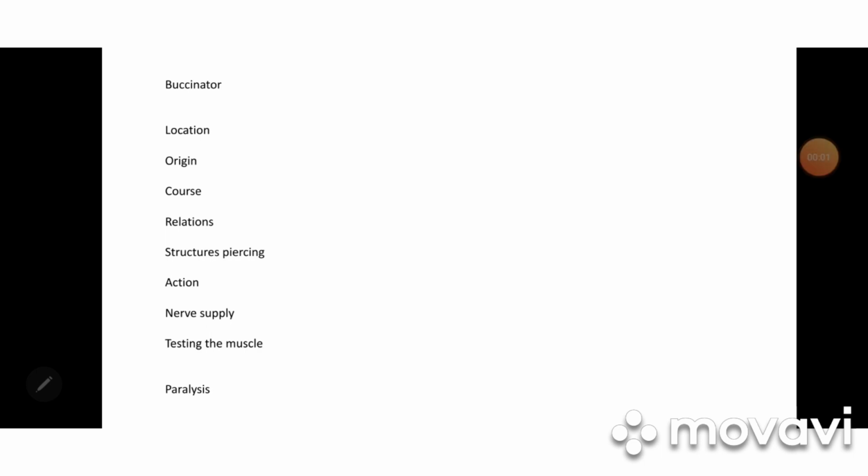When any muscle is asked as a short note, these are the headings under which we have to describe it: the location of the muscle, the origin, the course, relations. In case of buccinator, we are going to talk about the structures piercing buccinator, the action of the muscle, nerve supply of the muscle, then how to test the muscle, and finally, what will happen when the muscle goes for paralysis.